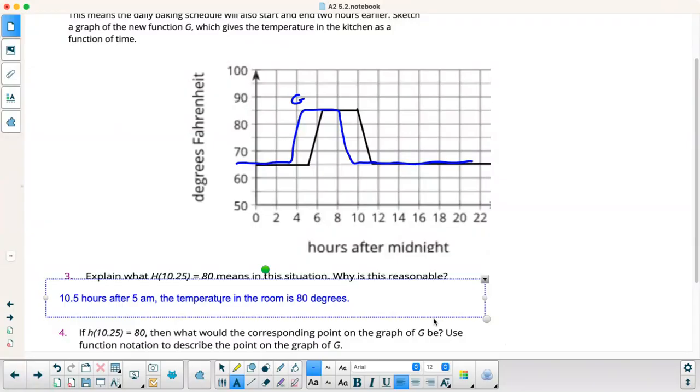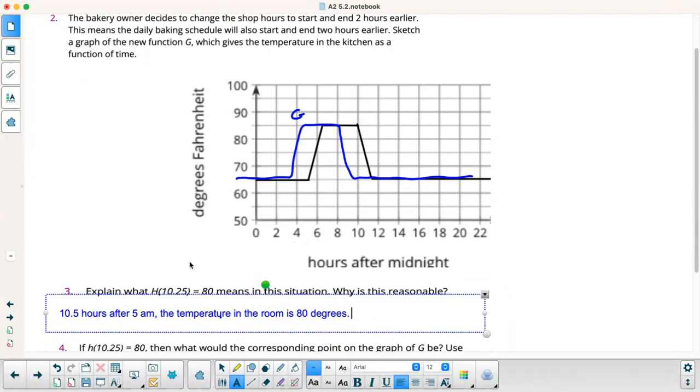Why is this reasonable? Well, when I look at my graph here, and I'm looking at H, which is the black graph, at 10.25 it looks pretty good. Yeah, it looks like it's right at about 80. Obviously, it's hard to tell exactly. It's somewhere over here. Okay.